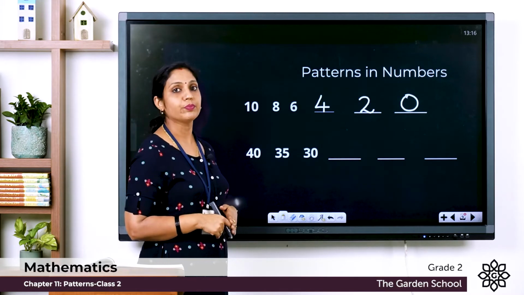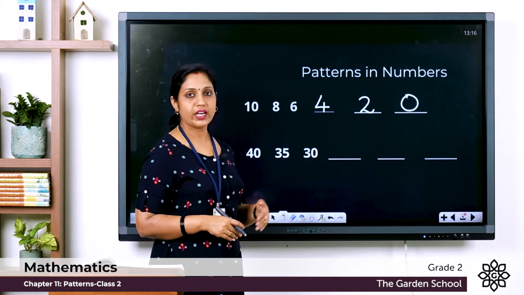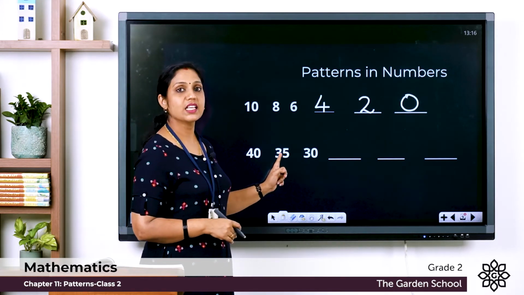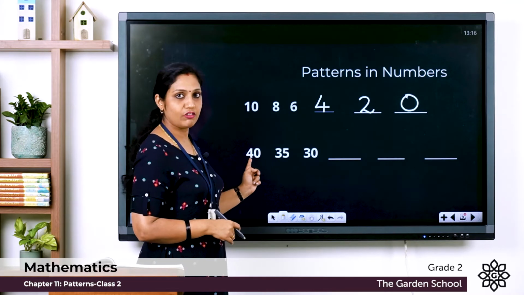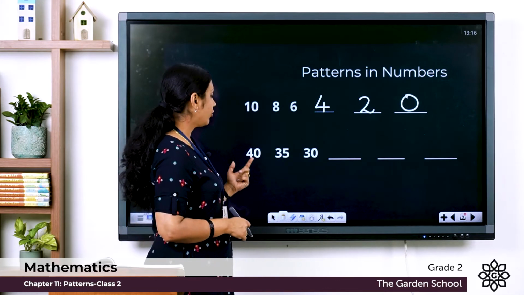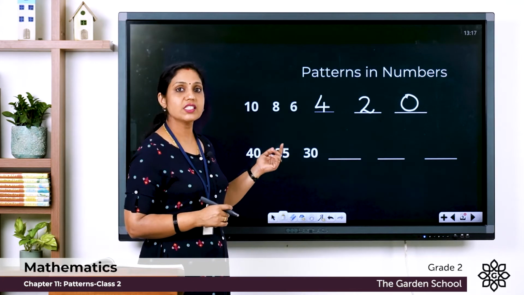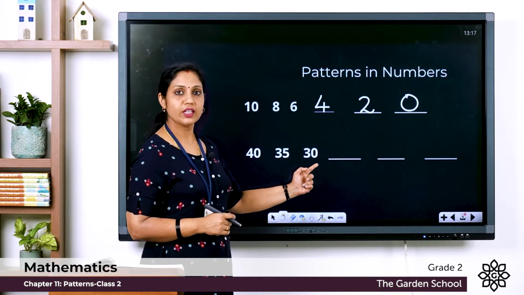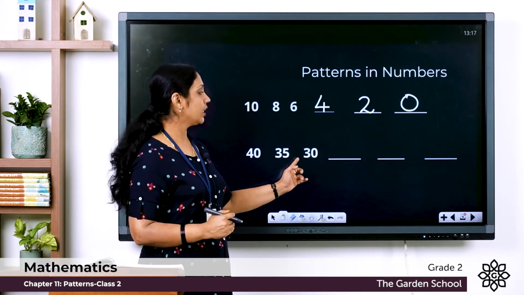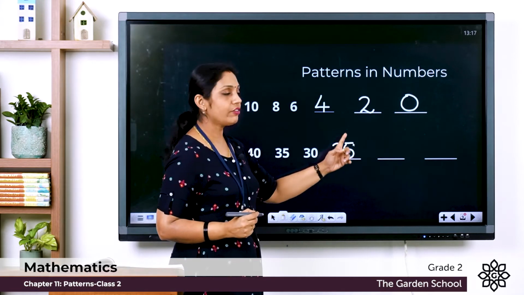So let's look at the next number. We have 40, 35, 30 and the rest of the numbers are missing. We have to write the numbers there. Let's look at the first two numbers. We have the number 40 and next is 35. So 35 is less than 40. So we can say that these numbers are going backwards. So we have to subtract. When we subtract 40 minus dash, we get the number 35. 40 minus 5 is 35. 35 minus 5, 30. Now what we have to do with this number 30, again we have to subtract 5. So 30 minus 5, 25. 25 minus 5, 20.